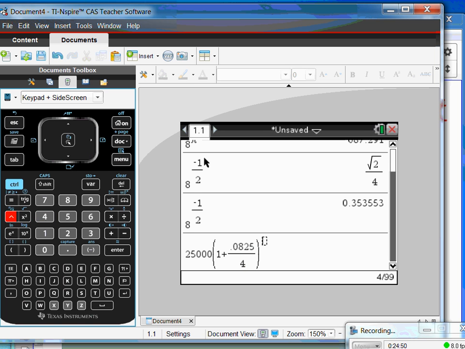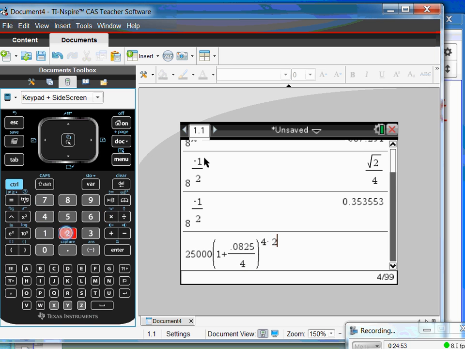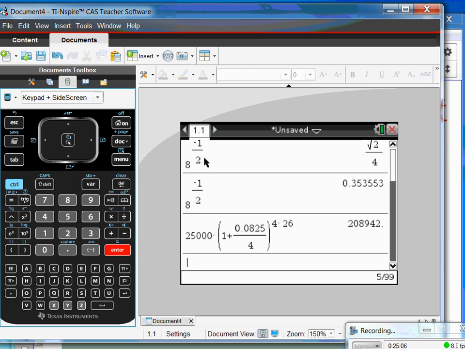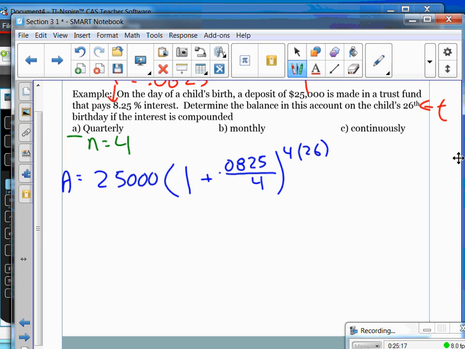What did we come up with? 208,942. Anyone not get that? So we get a nice chunk of change, right? Of course, if your parents put that in when you're born, let alone find something that paid 8.25% interest, though. So that's how much we get if we compound it quarterly.